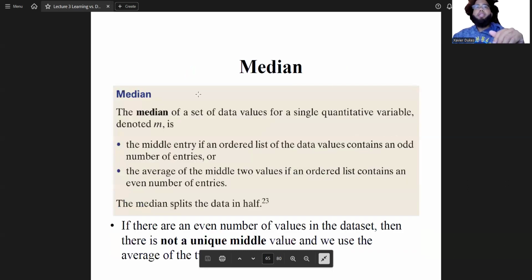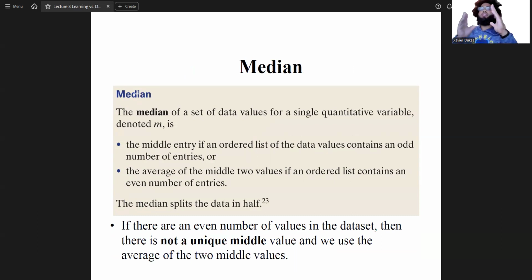And then the median of the data set allows us to find the middle point. The median of a single quantitative variable, denoted as M, is the middle entry of an ordered list of data values that contains an odd number of entries. If I have the numbers 1, 3, and 5, 3 would be the middle of the data set, or the median. If I had 4 numbers, an even number, there's no middle.